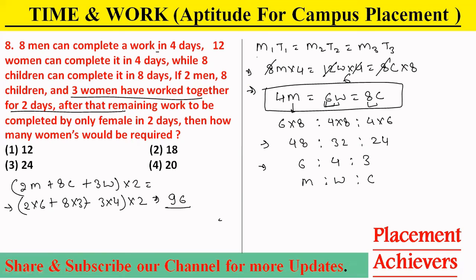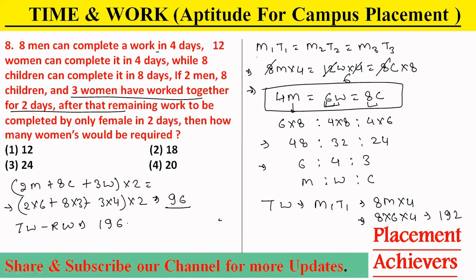After that, the remaining work is to be completed by only women. So the remaining work is total work minus completed work. How will we find the total work? Total work is equal to M1 T1. Either you can take M1 T1, M2 T2, M3 T3, any of them. So, 8 men into 4 days, M1 T1. Put the value of men, 8 into 6 into 4, which is equal to 192. So subtracting, 192 minus 96, which is equal to 96. So the number of days for women is total work 96 divided by the capacity of women, which is 4, which is equal to 24 days. Very simple.